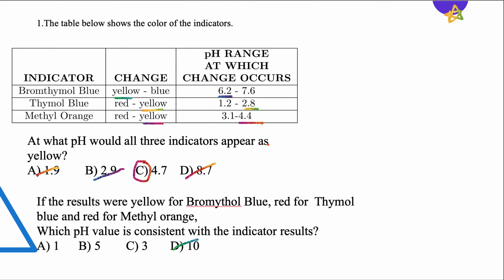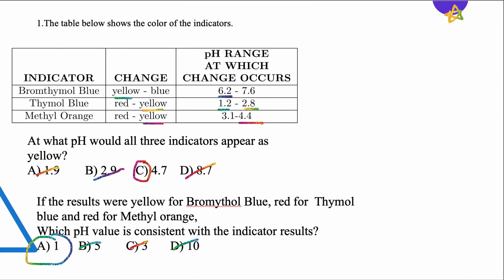For the next one, it's red. So it has to be below 1.2. So it can't be this one, and it can't be this one. And the last one, it says red, so it's below 3.1. So just from the process of elimination, we could already see that the answer is going to be A.